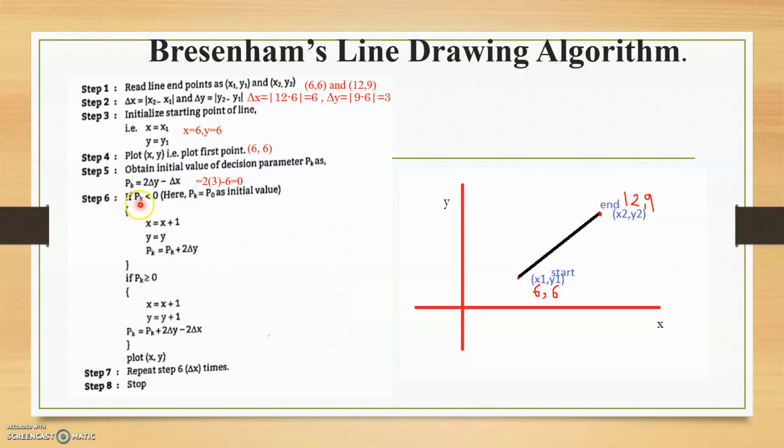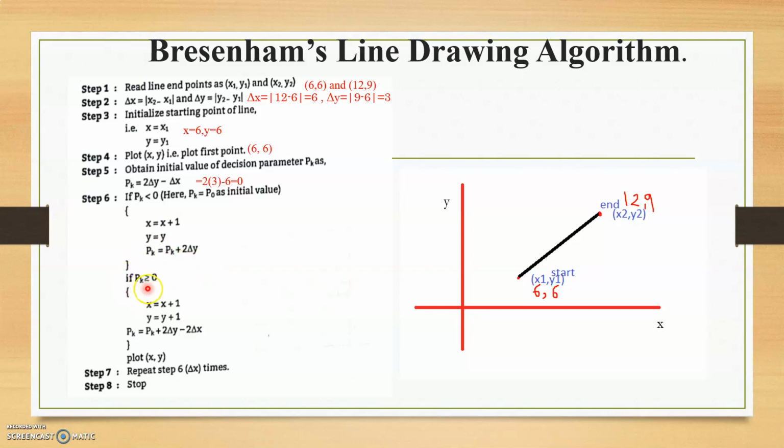Means if the value of pk is less than 0, then the value of x will be incremented by 1 and the value of y will be the same, that is y equals y, and the value of pk will be updated for the next iteration, that is pk equals pk plus 2 delta y.